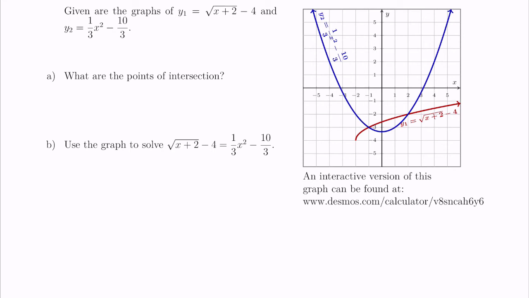Given are the graphs of y1 equal to the square root of the quantity x plus 2 minus 4, and y2 equal to 1/3 x squared minus 10/3. In part A, what are the points of intersection? The points of intersection are the 2 points where these two graphs intersect. They happen here at -1, -3, and at 2, -2.